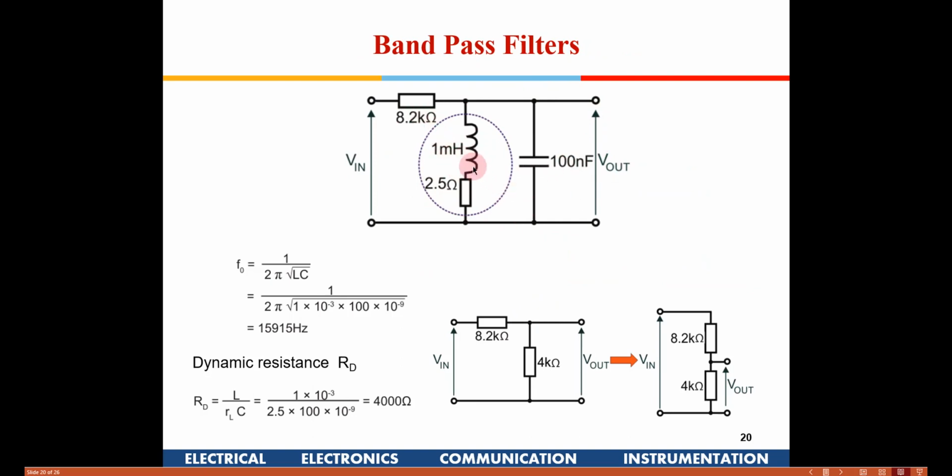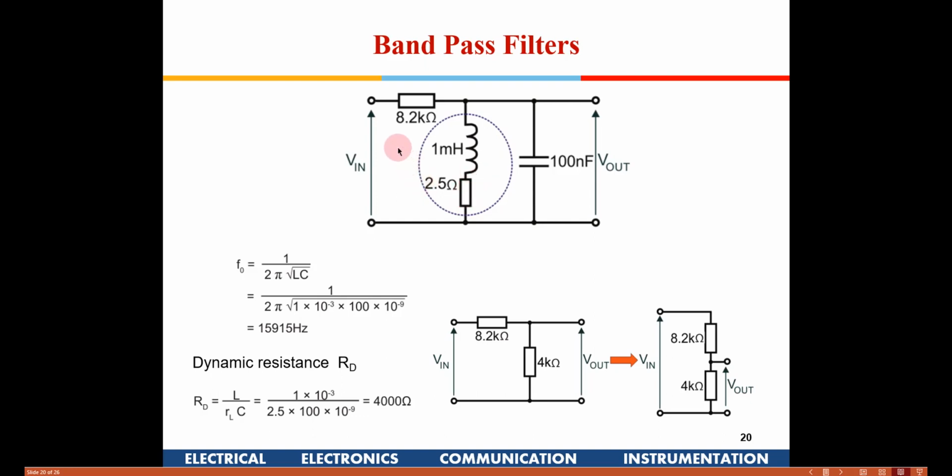You can implement a band pass filter in this configuration also. So you have a resistance, and you have an inductor and a capacitor which is connected in parallel. Now you will find this 2.5 ohms because generally all practical inductors will have a small resistance in series. So that is the reason a resistance is shown here.